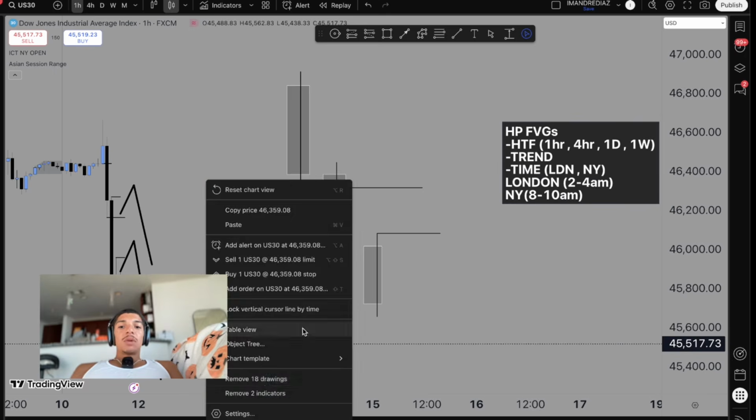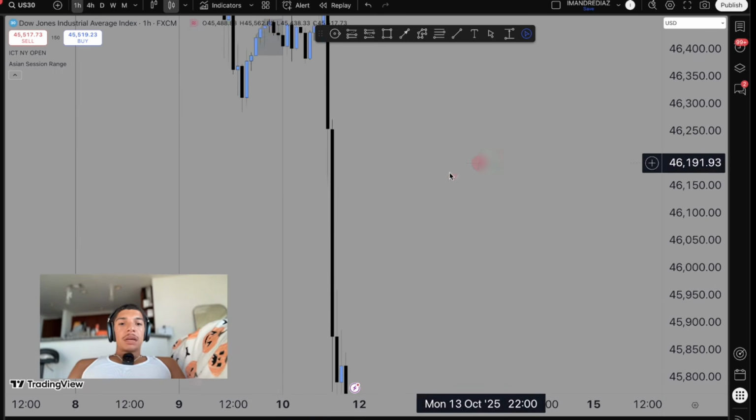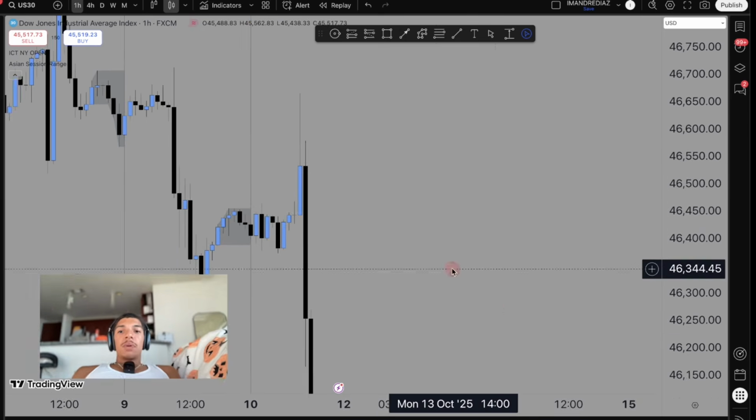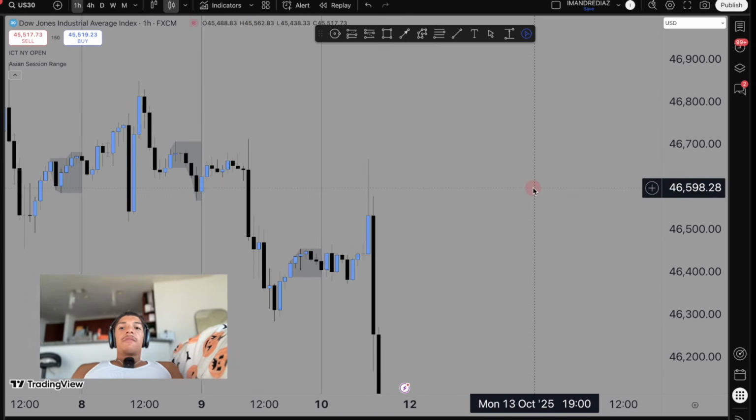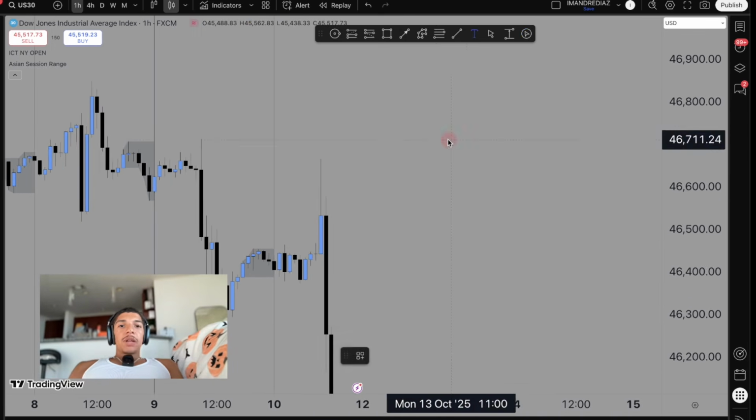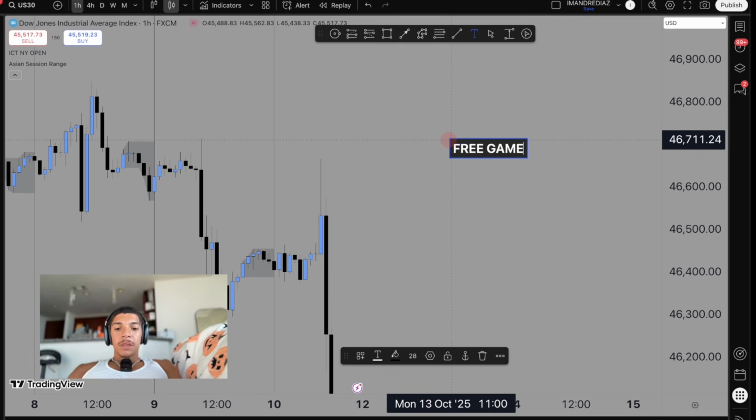So now I want to show you guys an example. You had enough time to be able to screenshot that, do whatever you do. But an example for today of a gap. The main thing I'm also going to give you free game on. So free game. What else will make a gap high probability?